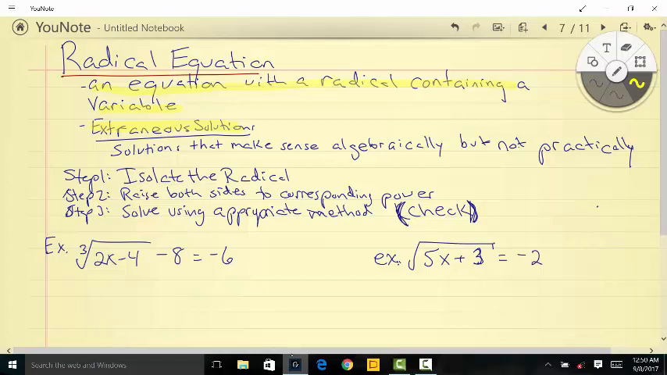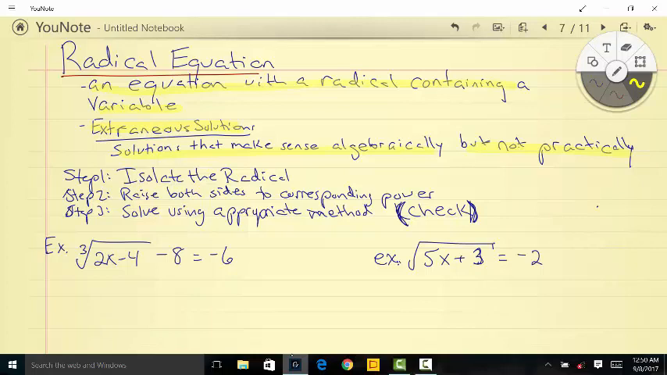Now something to watch out for with radical equations is we could have the presence of extraneous solutions. And these are solutions that make sense algebraically but do not work out practically. So that means we can work it out and we can find solutions, but then when we plug them back in, they won't work. That doesn't mean we made any mistakes. It just means that although they worked algebraically, they don't work in context of the problem because of the radicals.